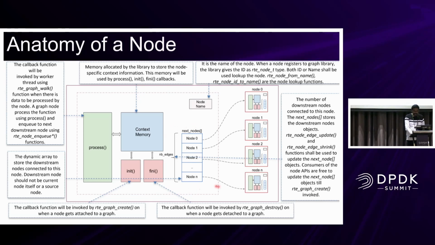And in graph theory, a node connects to downstream nodes. We call these edges in graph theory. So it has a number of edges, which are the downstream nodes it is connected to. The downstream nodes are nothing but pointers to a node itself, meaning the node type itself, pointing to another node. So this is a high-level anatomy of a node.